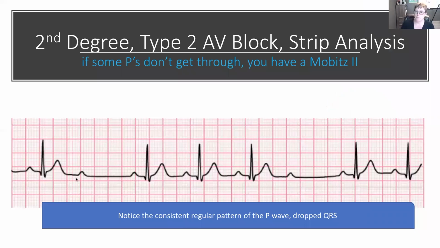Second degree type 2. Remember the saying was, if some P's don't get through, then you have a Mobitz 2, because the AV signal travels a little bit more, but it's stopped by two different structures, the bundle of His and the bundle branches, which are below the AV node. So here we have our consistent P wave that's prolonged, QRS, T wave, P wave, and the prolongation is the same. So we have this consistent PR interval, and then all of a sudden it just doesn't get through. One of those is completely blocked.